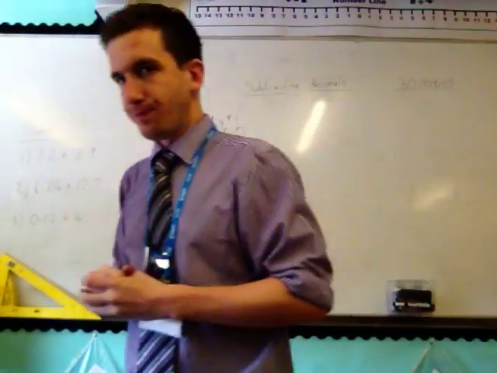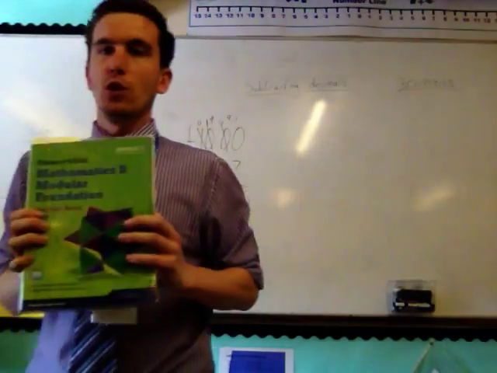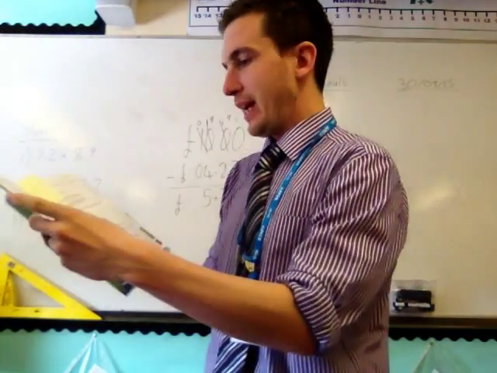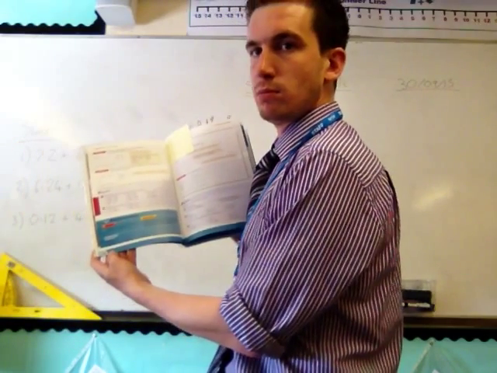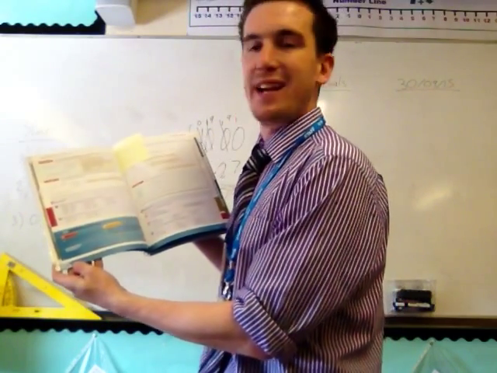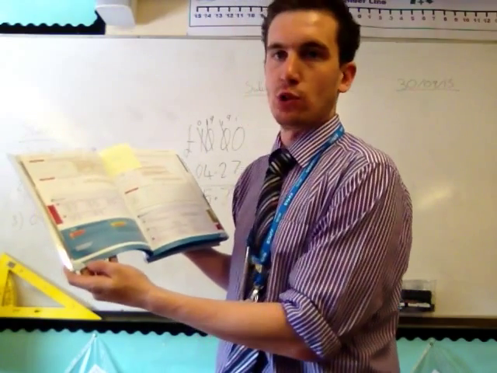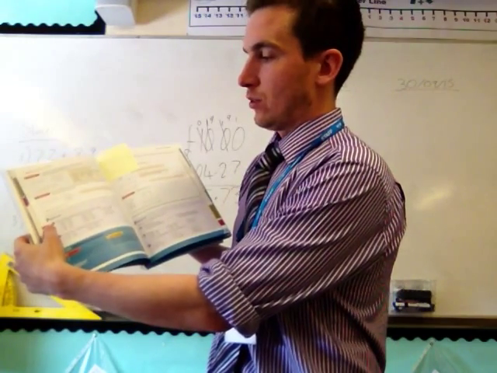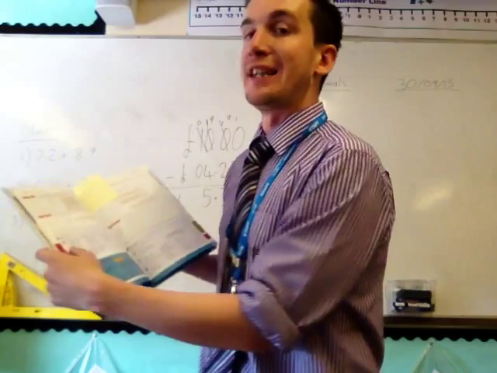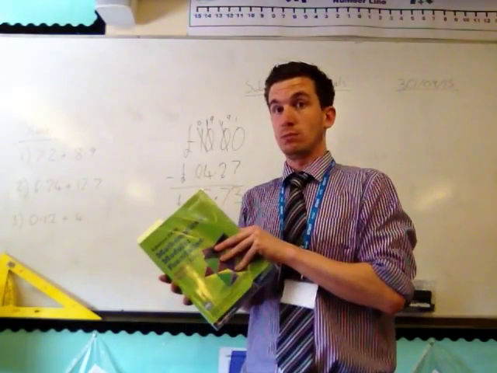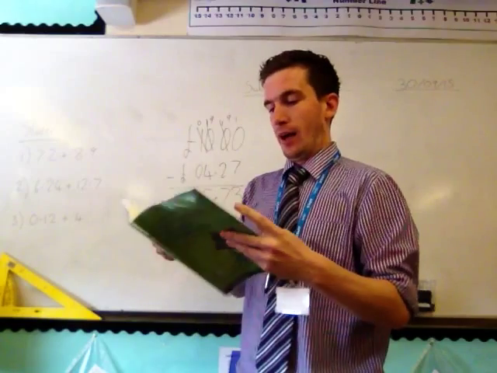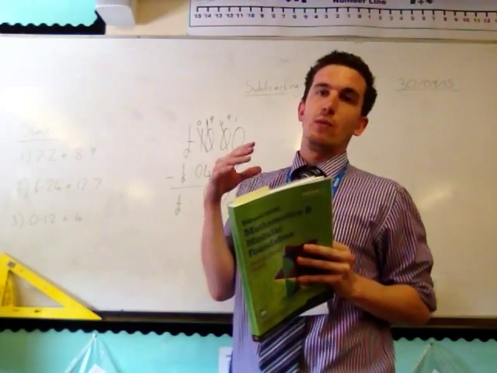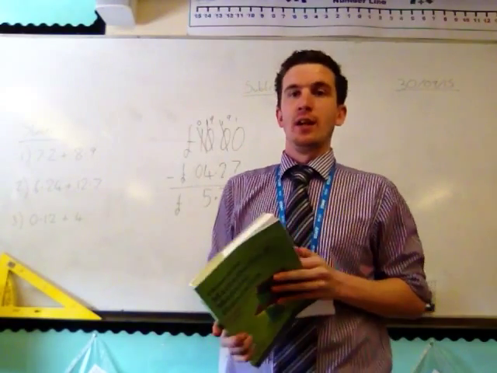Alright, what you're going to do now, you're going to look at this book. The book we've been using quite a bit of. You're going to turn to page 34. And you're going to do exercise 3D. You're going to answer all of those questions on question 1 and question 2. So this little section here. So exercise 3D, questions 1 and 2. I do want all your working out shown in this column method, please.